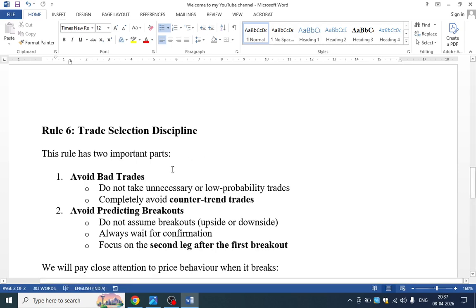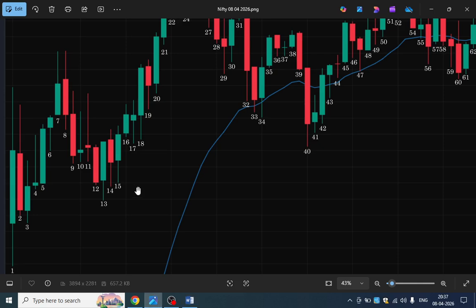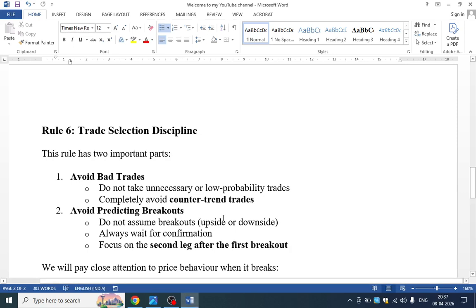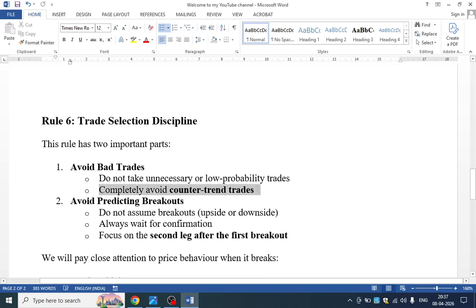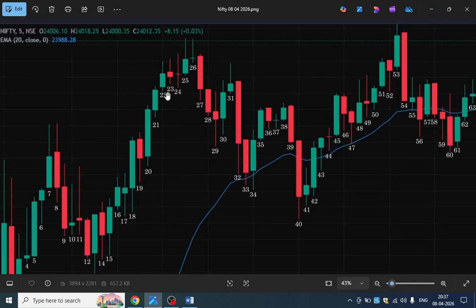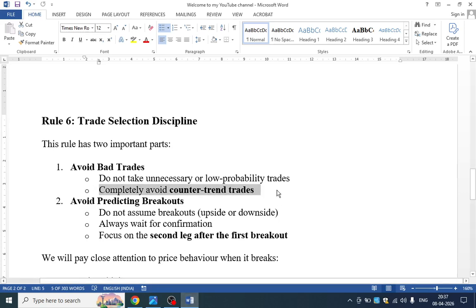Trade selection: I try to avoid bad trades, meaning low probability trades. I will let you know from this chart what I don't do and what I do. I completely avoid counter trends. As you can see, if this is a good move, a breakout above this bar, I completely avoid this counter trend. Same way, if this is a big move, I completely avoid the counter trend. I will come back later and let you know my views on this today.